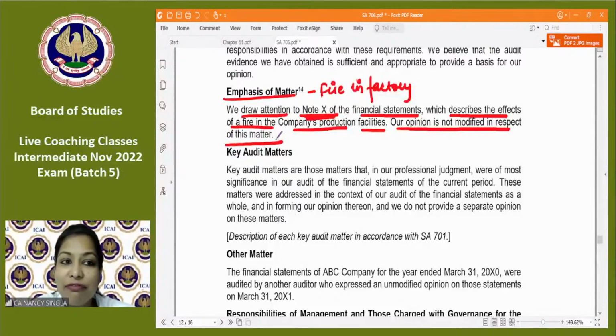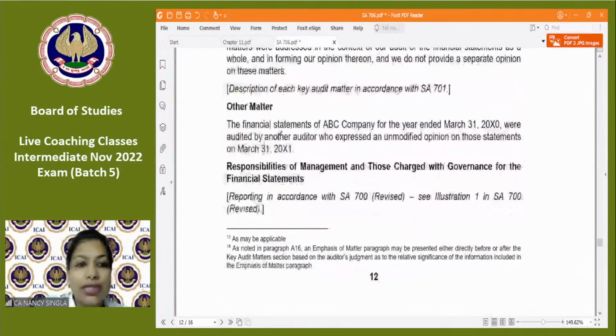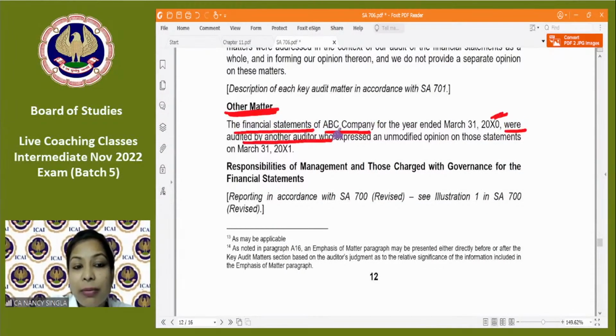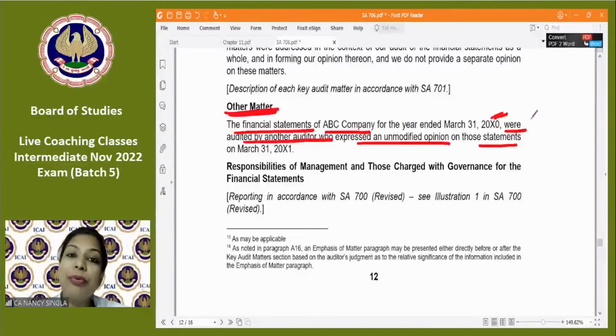तो देखो ऐसे आया ना, emphasis of matter paragraph. Other matter कैसे आएगा देखो, other matter heading आएगा. The financial statement of ABC company for the earlier financial year were audited by another auditor who expressed an unmodified opinion; that the prior period financial statement were audited by predecessor auditor.